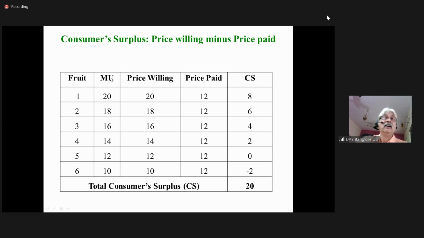Always we equate marginal utility with the price willing, or the price you are ready to pay. If you remember that utility analysis, we said a consumer is in equilibrium when the marginal utility is equal to the price. So here if you add all these figures, you'll get 20. That is the total consumer's surplus.